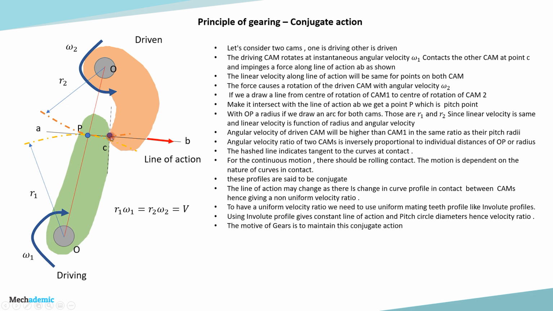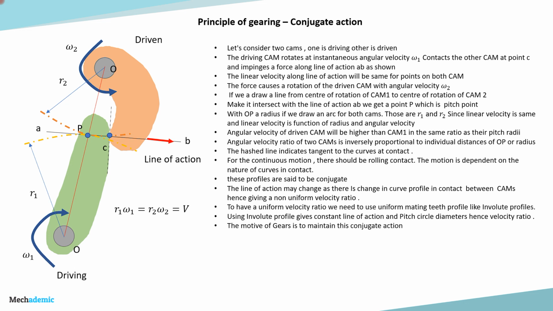Now if we want a uniform velocity ratio, the profiles which are contacting each other should be designed in such a way that they are always having that rolling contact. So they are always having a constant line of action, which is having a certain angle with respect to the horizontal, and this tangent always remains constant and having the same orientation with respect to the references. So that property of having constant rolling motion as well as the uniform velocity ratio is called the conjugate action. Now that is achieved by the nature of teeth which are contacting each other.